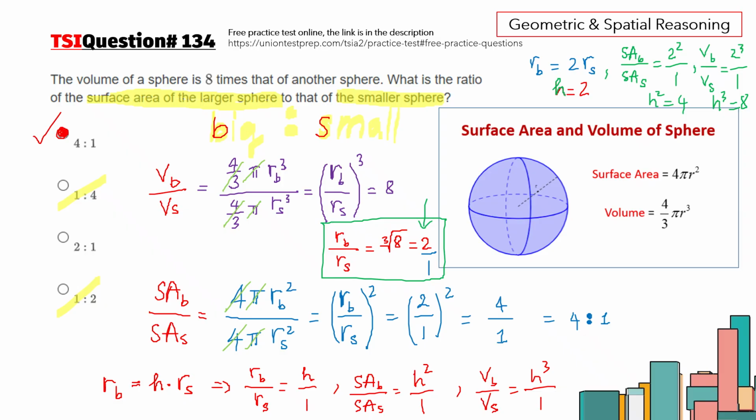So by remembering that, you can work on these questions faster if you see them in the test. When they're asking about the ratio of the surface area, you know what to expect it will look like.